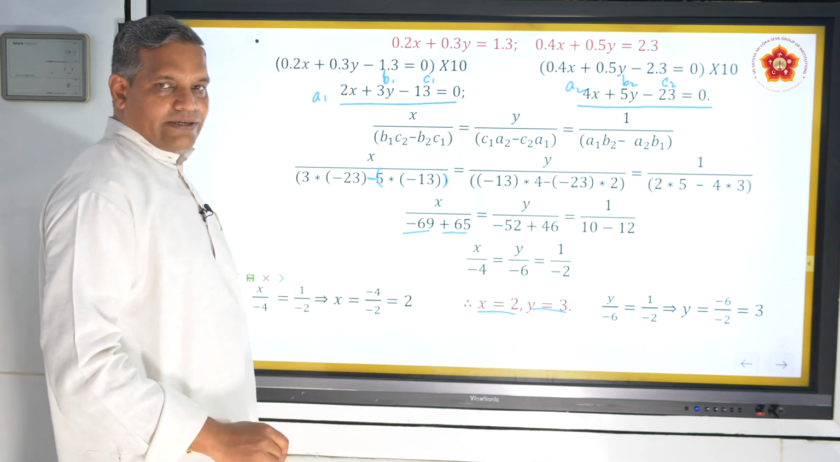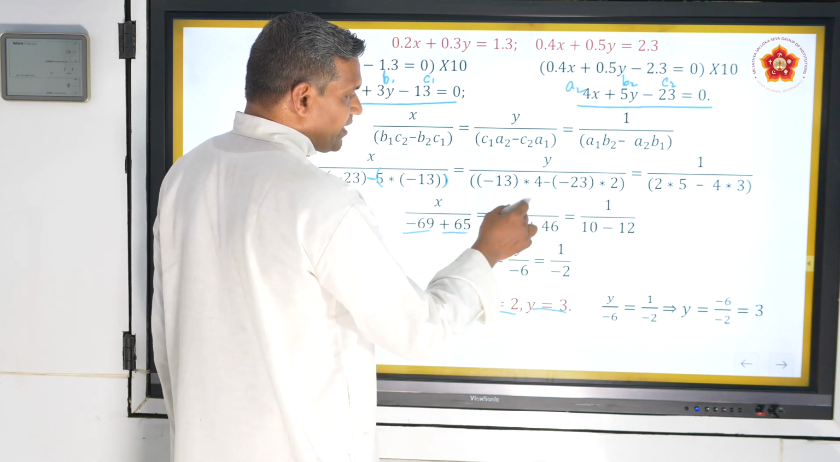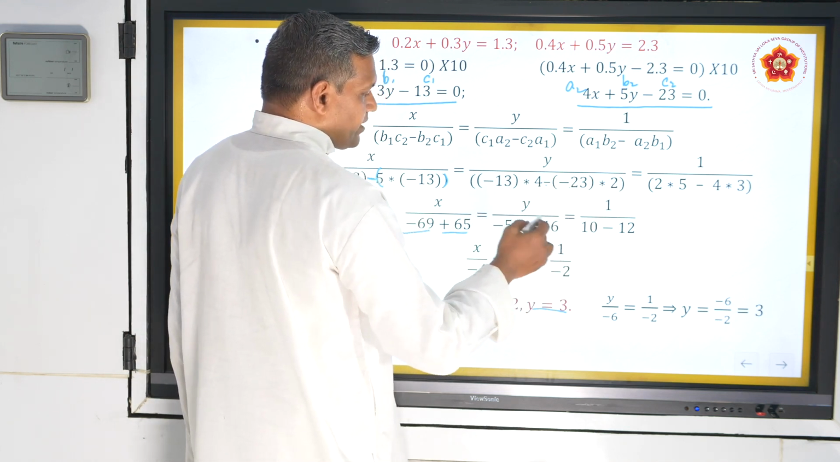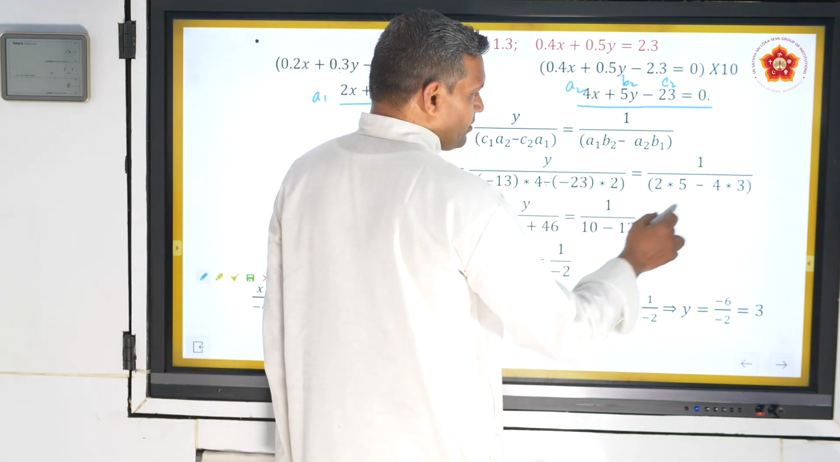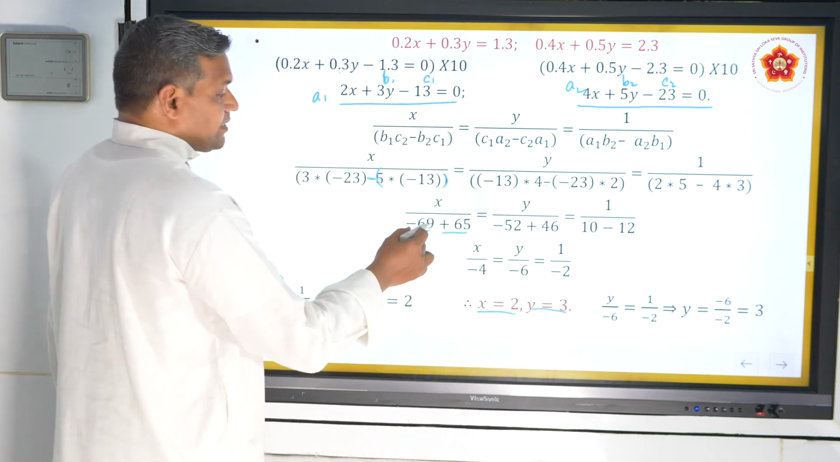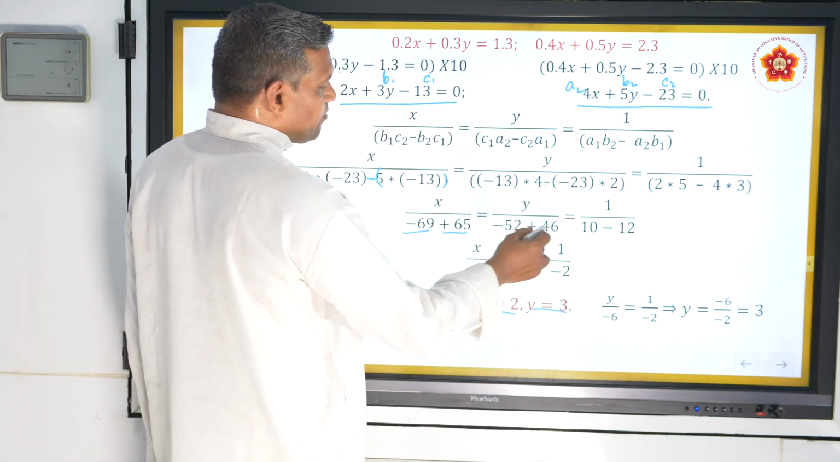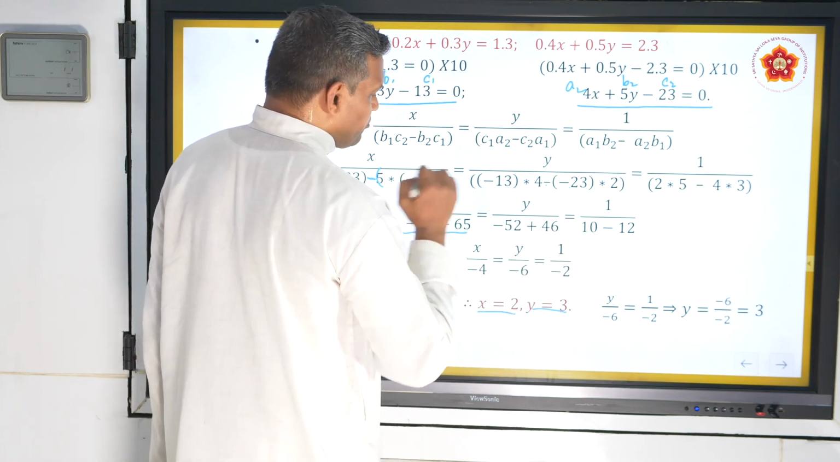Okay, so come back to this side. Now 13 4s are 52, that is minus 52, and minus of minus becomes plus, 23 2s are 46. Come here, 2 5s are 10, 4 3s are 12. So very simple here. Then when I simplify, minus 69 plus 65 gives minus 4. Here minus 52 plus 46 gives me minus 6. It's 1 by minus 2.